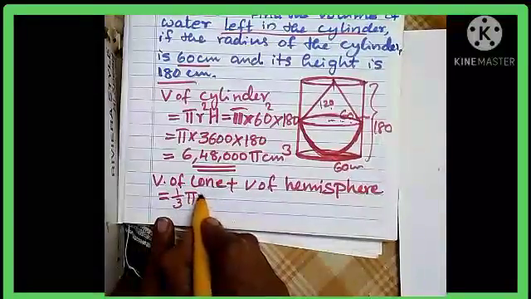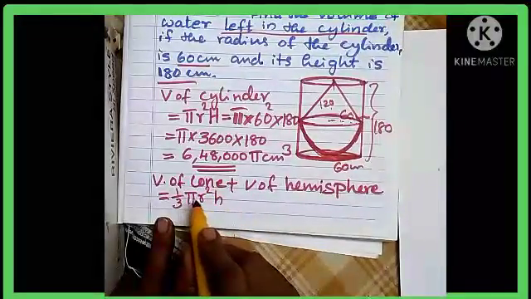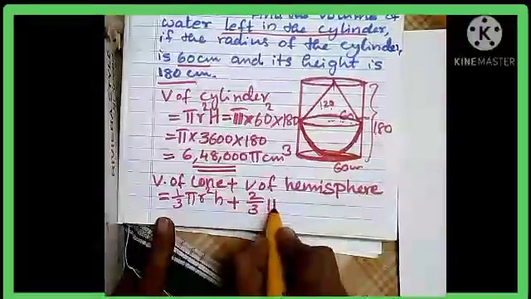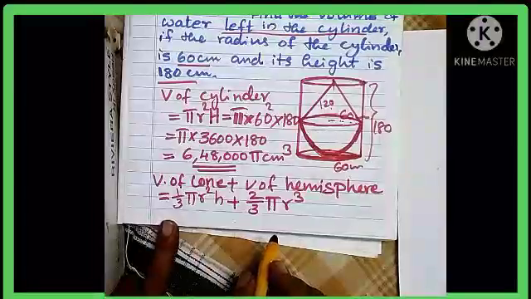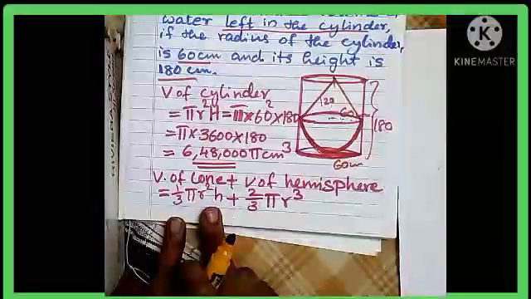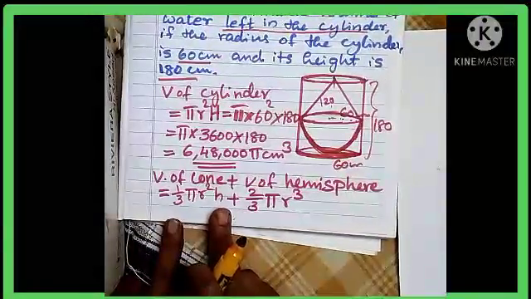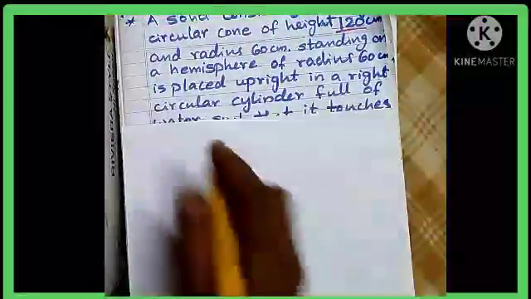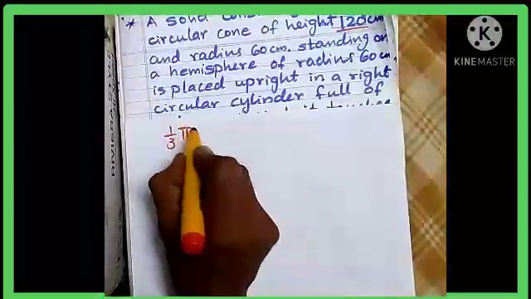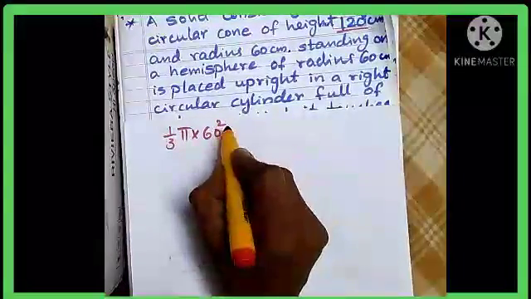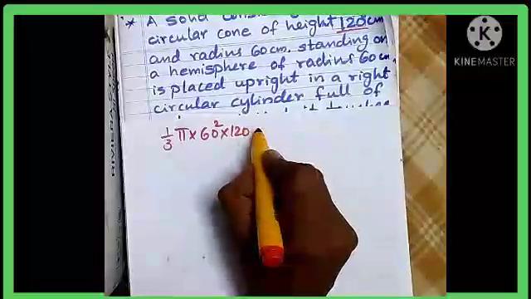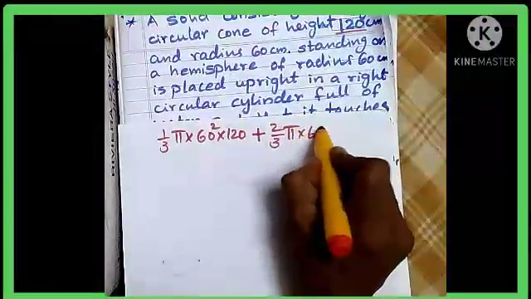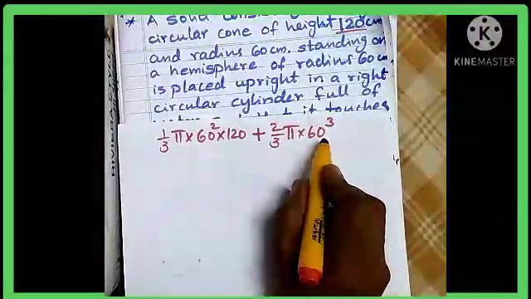Write the formula first. 1 by 3 pi r square h plus the volume of hemisphere, 2 by 3 pi r cube. The volume of hemisphere we are adding to the volume of cone. Now we need to substitute the values. 1 by 3 pi r square h, that is 60 square into h, that is 120, plus 2 by 3 pi into 60 cube.